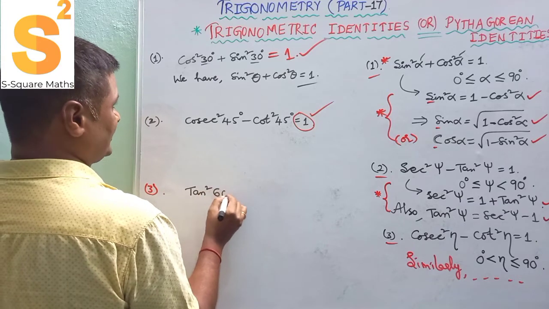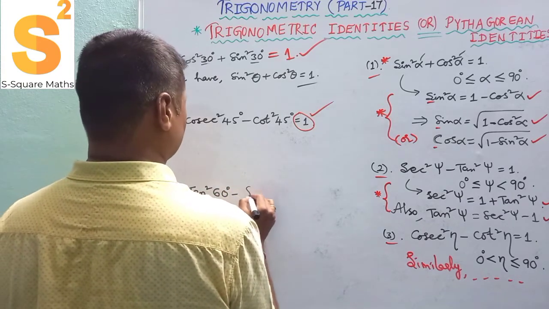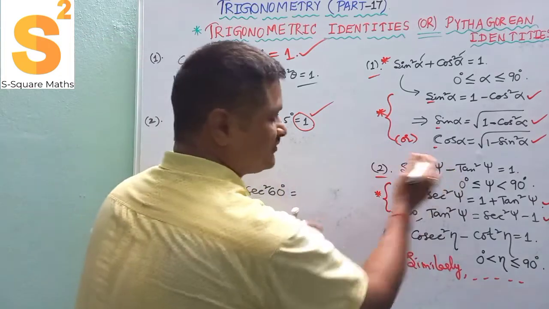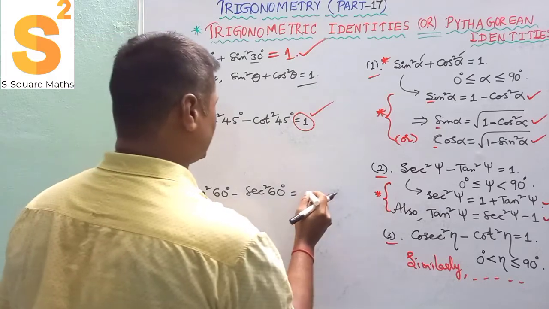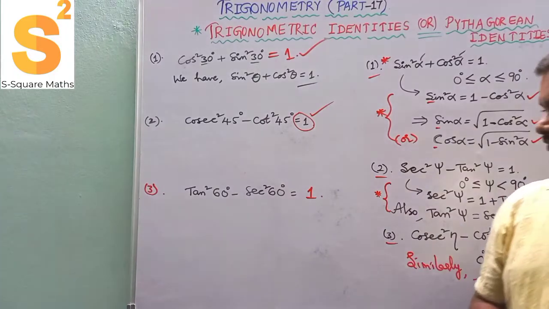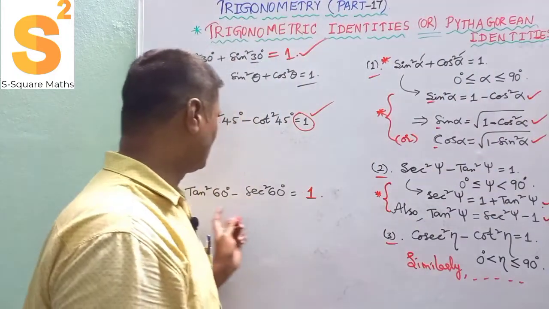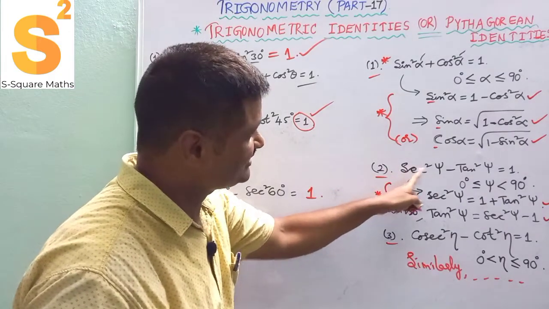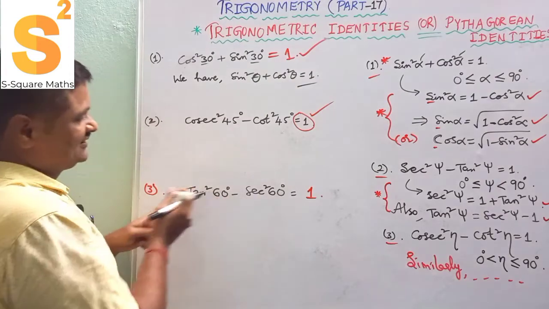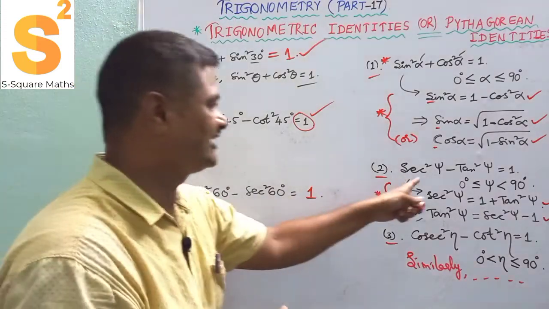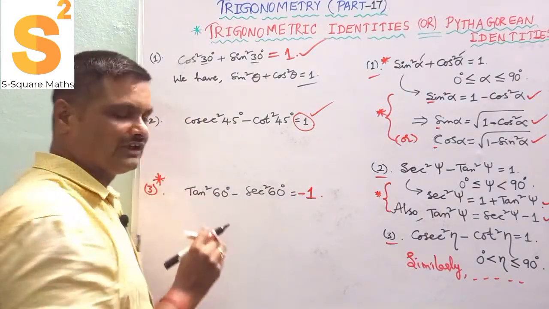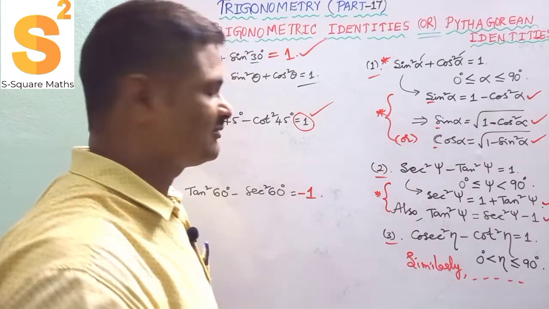Tan square 60 degrees minus sec square 60 degrees. Again this is in the form of our second one. So directly I can write 1. So this is a silly mistake that students will make. This is nothing but sec square psi minus tan square psi is 1, but here it is tan square 60 degrees minus sec square 60 degrees. If you take minus common, you are going to get minus 1. So be cautious, students, for this type of problems.